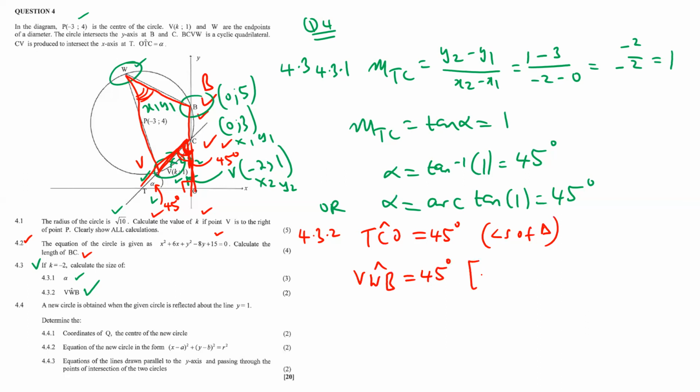The reason for this is that you are dealing with the exterior angle of a cyclic quad, because the exterior angle of a cyclic quad equals the interior opposite angle. This has led us to the conclusion that angle VWB equals 45 degrees.